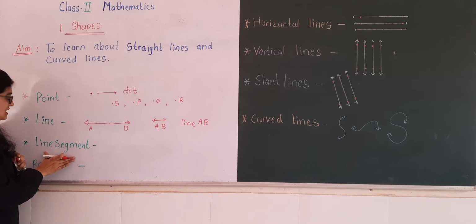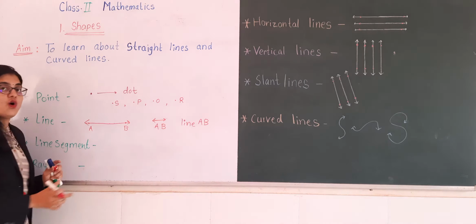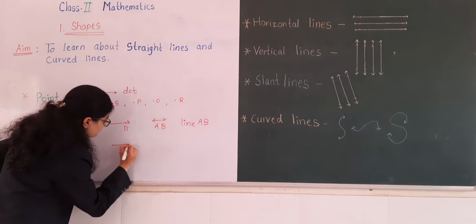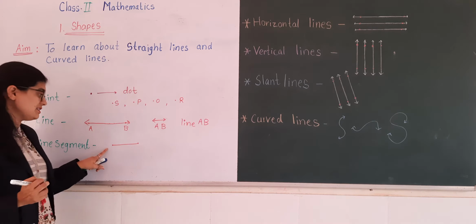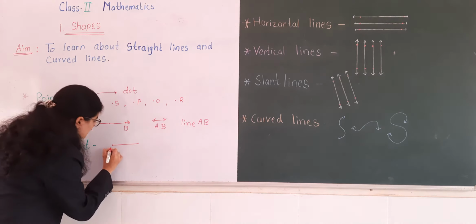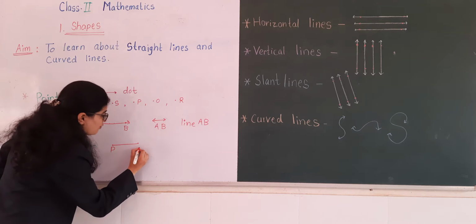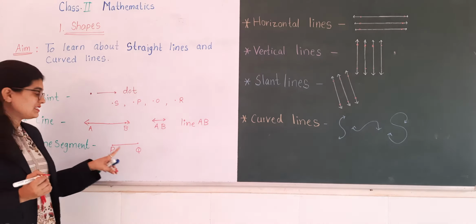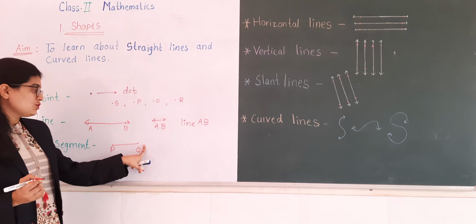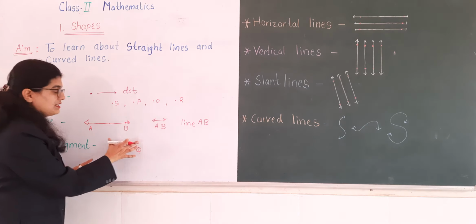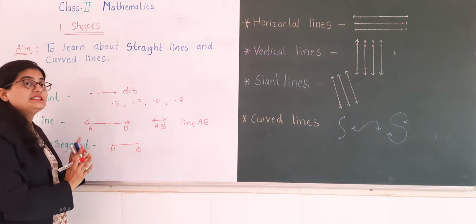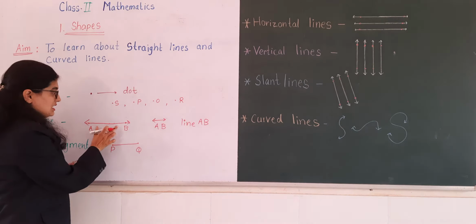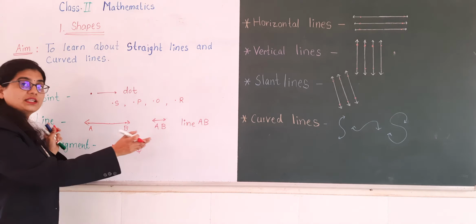Right? Okay. Then the next topic is line segment. My dear students, a line segment is part of a line. It is a part of a line. And this line segment has two points. One is the starting point and one is the end point. It has a start point as well as an end point. So it has a particular length. It cannot extend toward any side. Okay? Whereas a line can extend toward both sides.